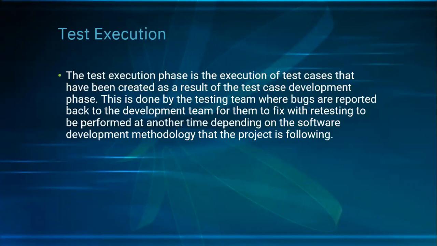Now that takes us to test execution. What is test execution? The test execution phase is the execution of test cases that have been created as a result of the test case development phase. This is done by the testing team, where bugs are reported back to the development team for them to fix, with retesting to be performed at another time, depending on the software development methodology that the project is following. We are following agile methodology.